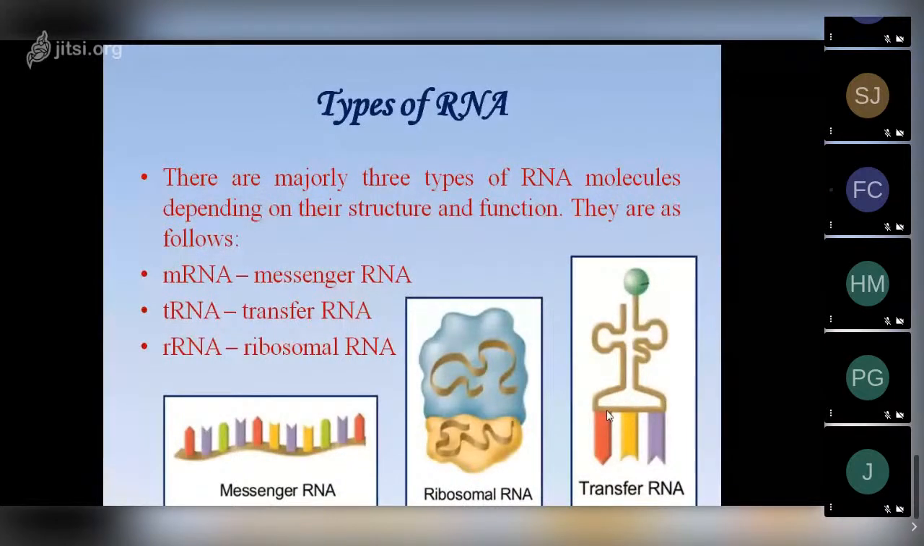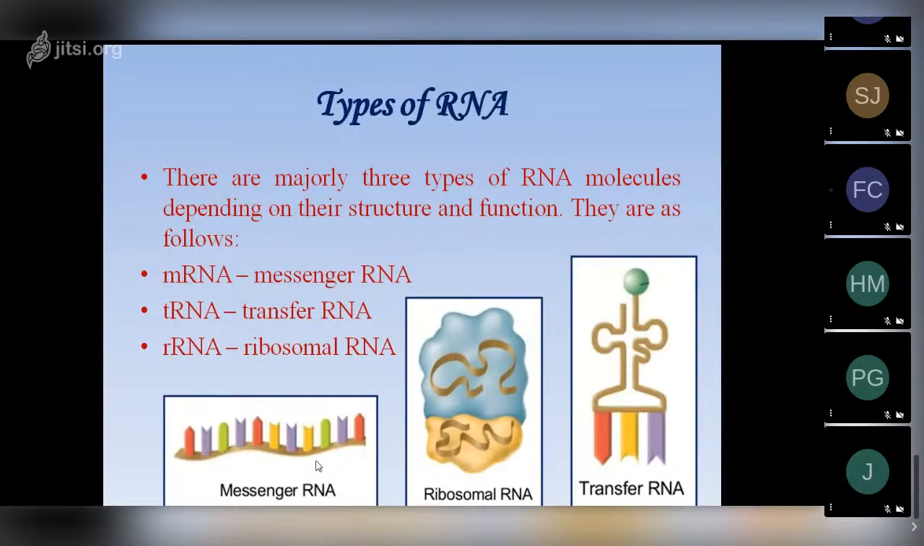Now we are moving on to the types of RNA molecules. Different types of RNAs are present. One is the messenger RNA, the other is the ribosomal RNA, and the other is the transfer RNA. These are the major types of RNA molecules. There are many different types of RNA molecules that can be present in the cell, but these are the major types. One is the messenger RNA or mRNA.